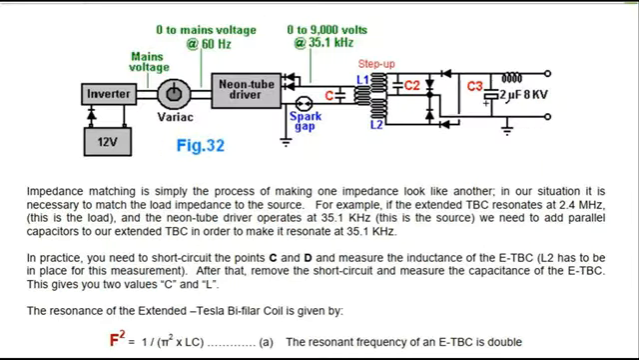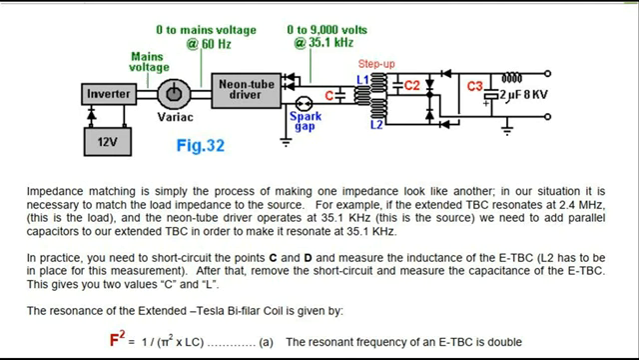Impedance matching is simply the process of making one impedance look like another. In our situation it is necessary to match the load impedance to the source. For example, if the extended TBC resonates at 2.4 MHz, this is the load, and the neon tube driver operates at 35.1 kHz, this is the source. We need to add parallel capacitors to our extended TBC in order to make it resonate at 35.1 kHz.